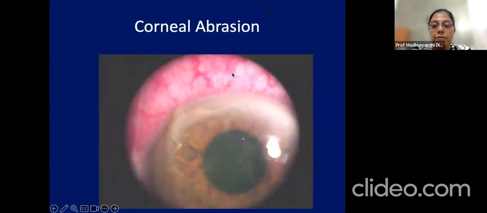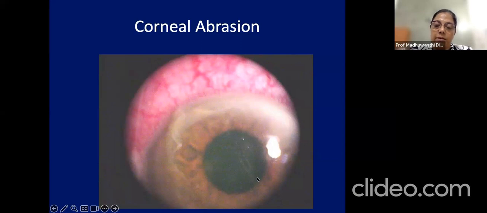Sometimes if you leave the subtarsal foreign body, the patient can get a corneal abrasion like this. Sometimes even contact lenses can get lodged like that. So you have to remove them, see and remove. Corneal abrasions can occur due to any reason. Even the edge of a paper can cause this.